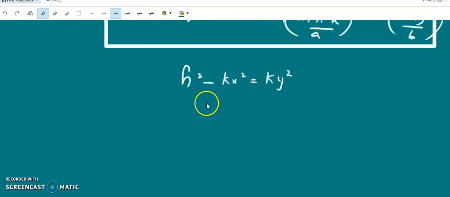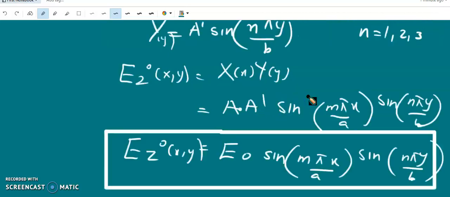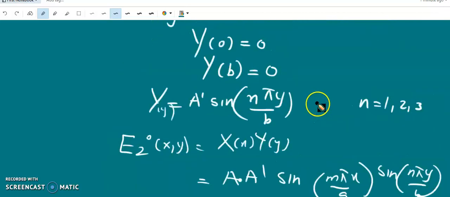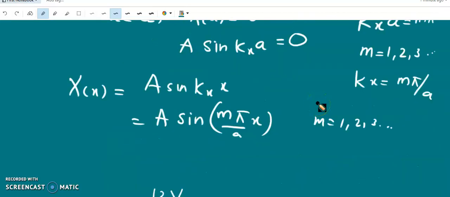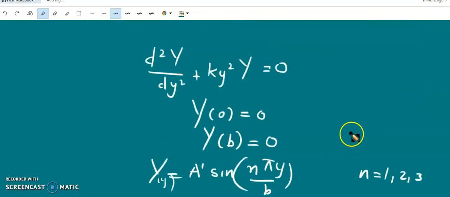So from this equation, h square is equal to kx square plus ky square. Substituting the values of kx square and ky square from here, kx is m pi by a, and similarly, by solving this equation, you can see that ky is equal to n pi by b. So this is an assignment for you.